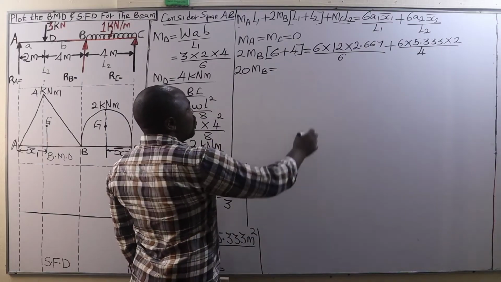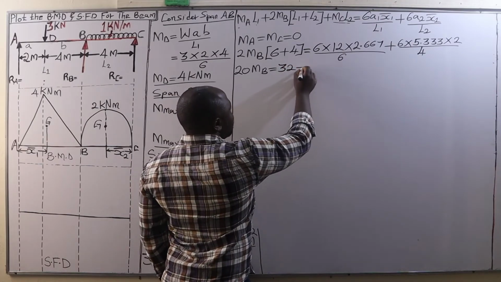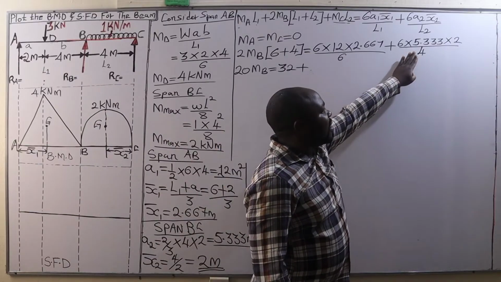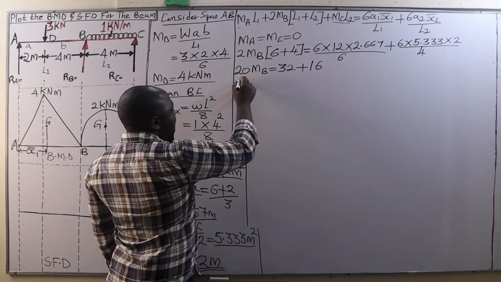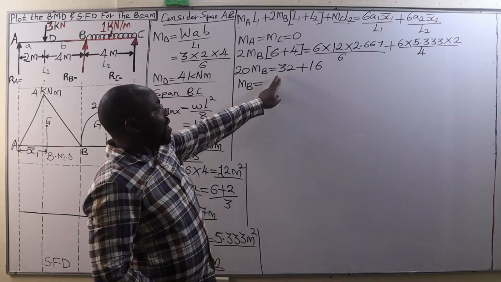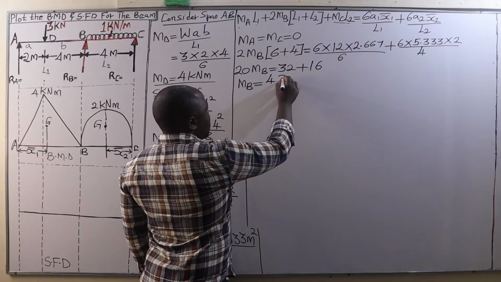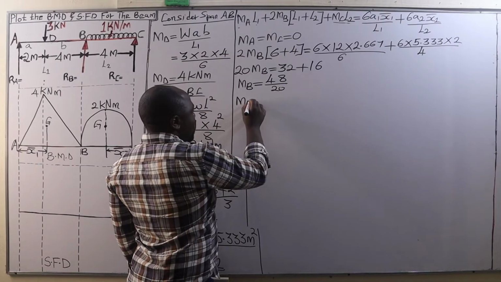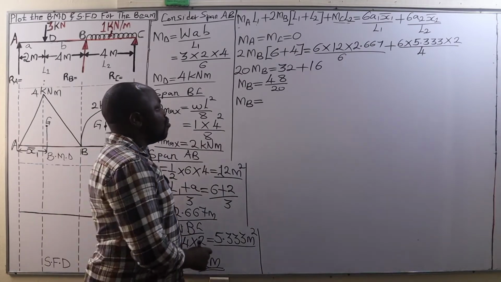when we solve this section, it is going to give us 32. That is 6 times 12 times 2.667 divided by 6, that is equal to 32. Plus, the other section is going to give us 16. Therefore, 6 times 5.333 times 2 divided by 4, that is equal to 16. And therefore, the value of the bending moment at B is going to be equal to 32 plus 16, which is 48. We divide 48 by 20. And therefore, the bending moment at B will be given by 48 divided by 20, which is 2.4.